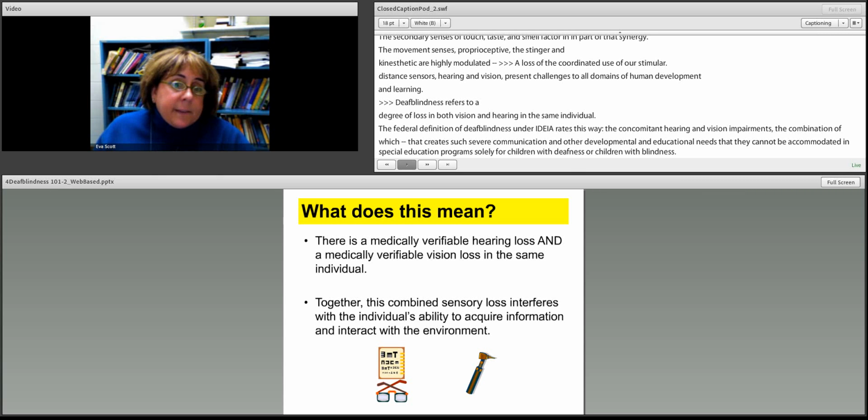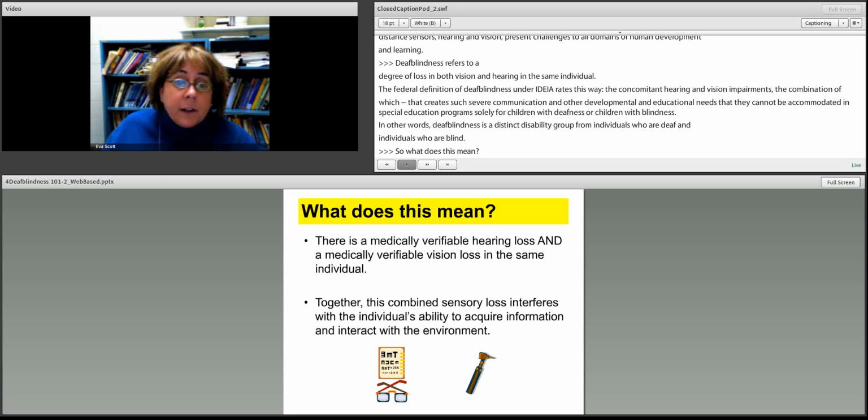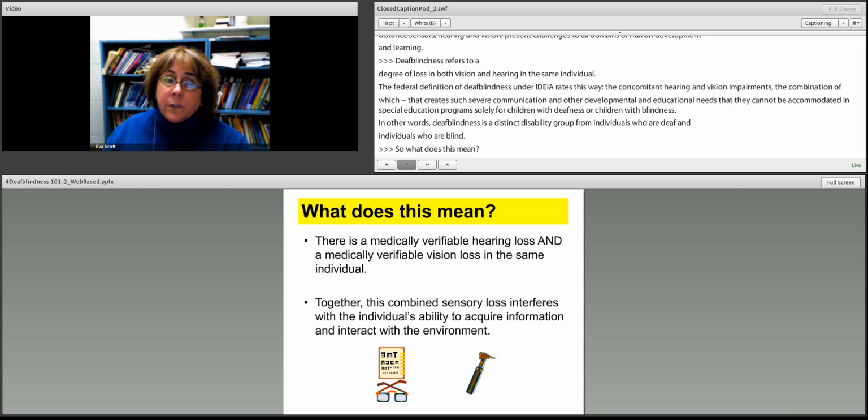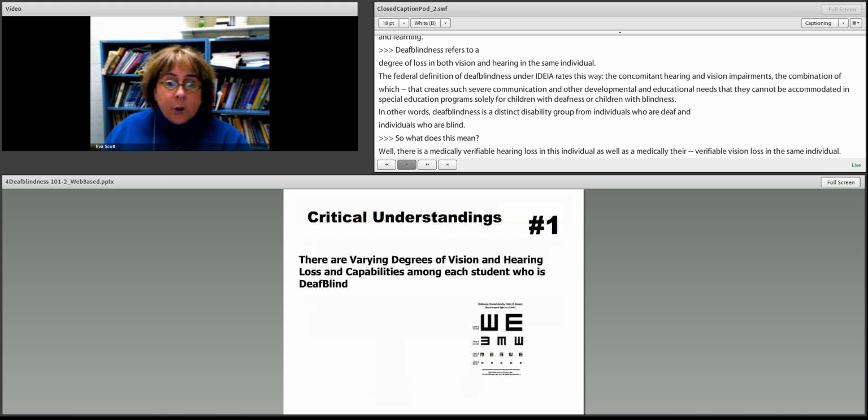So what does this mean? Well, there is a medically verifiable hearing loss in this individual, as well as a medically verifiable vision loss in the same individual. Together, this combined sensory loss interferes with the individual's ability to acquire and access information, as well as their ability to interact with the environment.